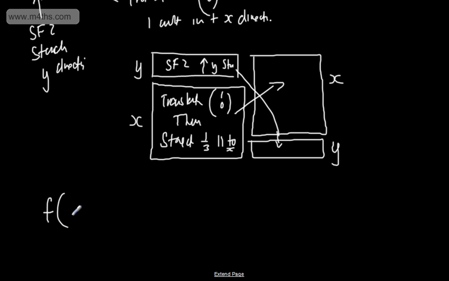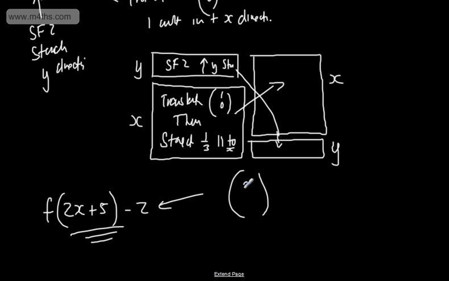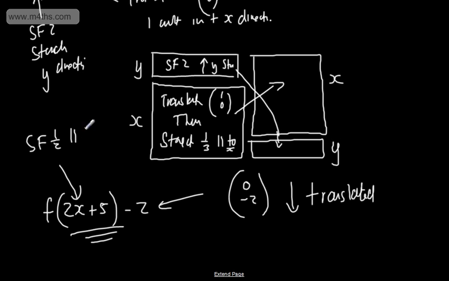Let's go for f of 2x plus 5, and then we do minus 2. Now, what we've got here are again 3 different transformations. That is in the y direction, a vector of (0, -2), so we're translating negative 2 in the y direction. That's a scale factor stretch, SF 1/2 parallel to x. And this is a translation, which gives me a translation of (-5, 0).